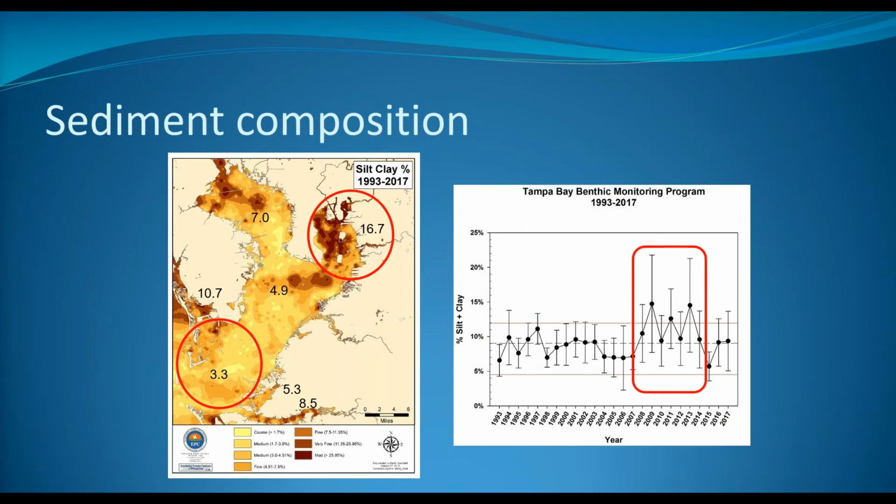Again, looking at the temporal trends in silt clay, we have this period where we have really wide standard deviations. That is due largely to a change in our sampling program where we started collecting fewer samples per year, so we're seeing a large variation.